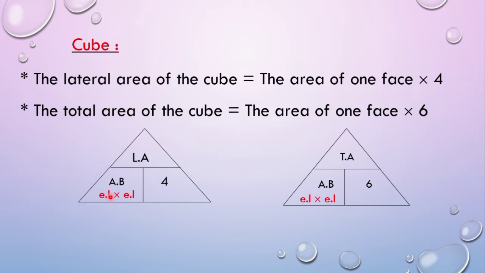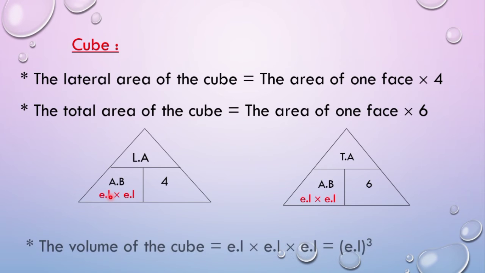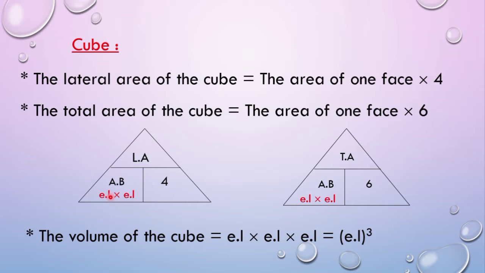What about the total area? Also, I can put it in the magic triangle. So, area of base, which is edge length times 6. So, the lateral area is 4 faces and the total area is 6 faces. Remember, the volume of the cube means edge length times edge length times edge length, which equals edge length power 3.